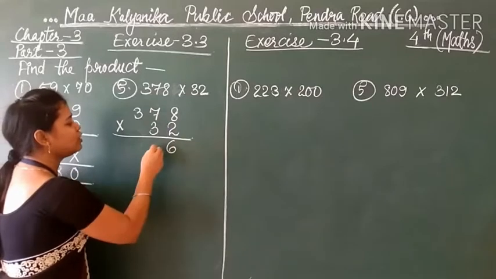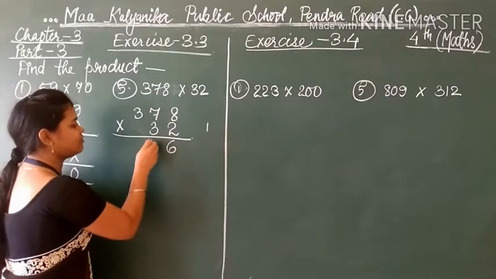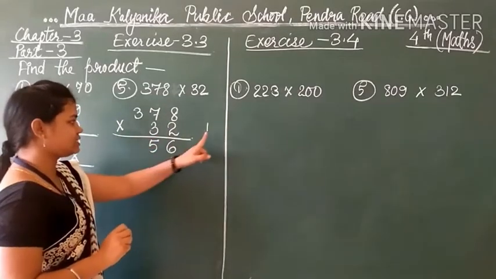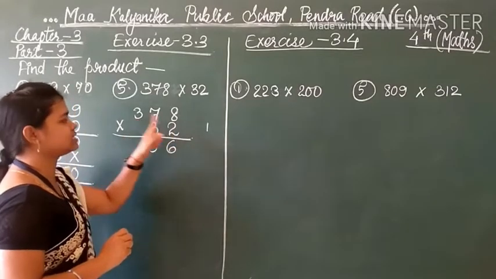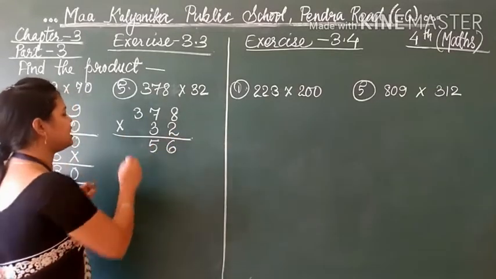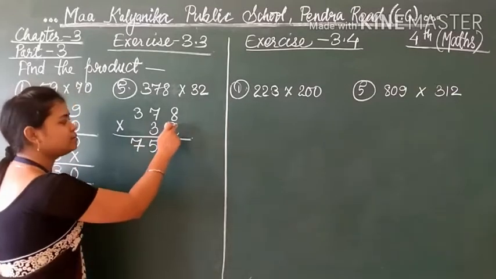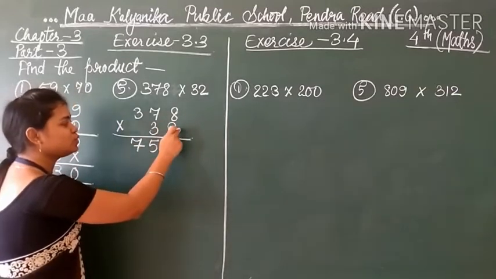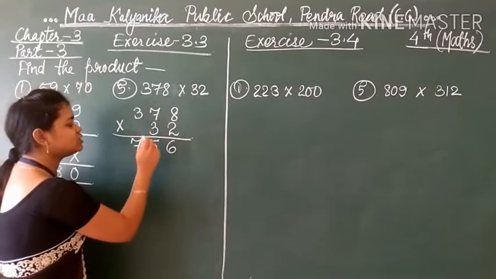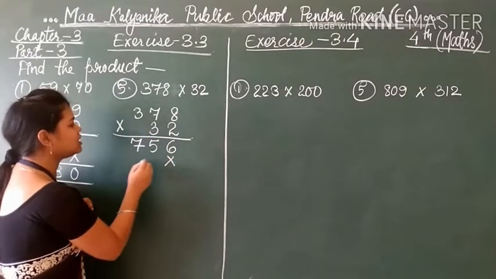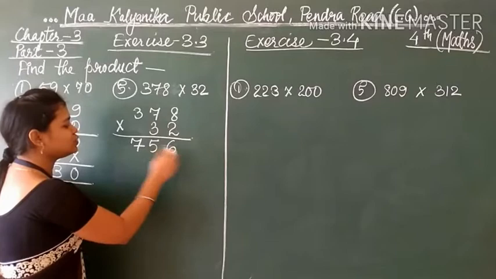14 plus 1, 15. So 1, 5, 15 again. 1 is carry. Now 2 3s are 6. 6 plus 1, 7. So the carry is also over. We have done multiplication of this number with 2. Now moving to the next digit. So that's why we will put a cross here. 2 digits are there, so 2 lines will be here.